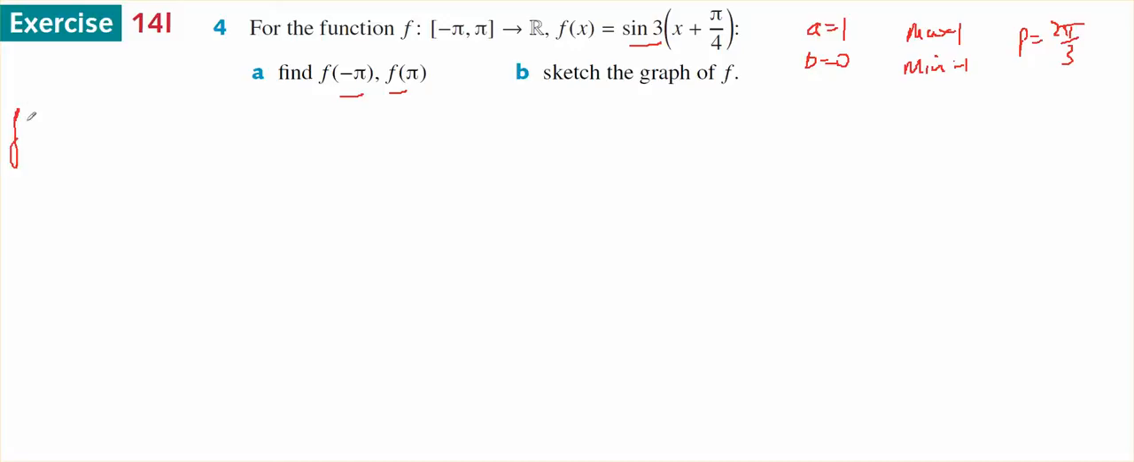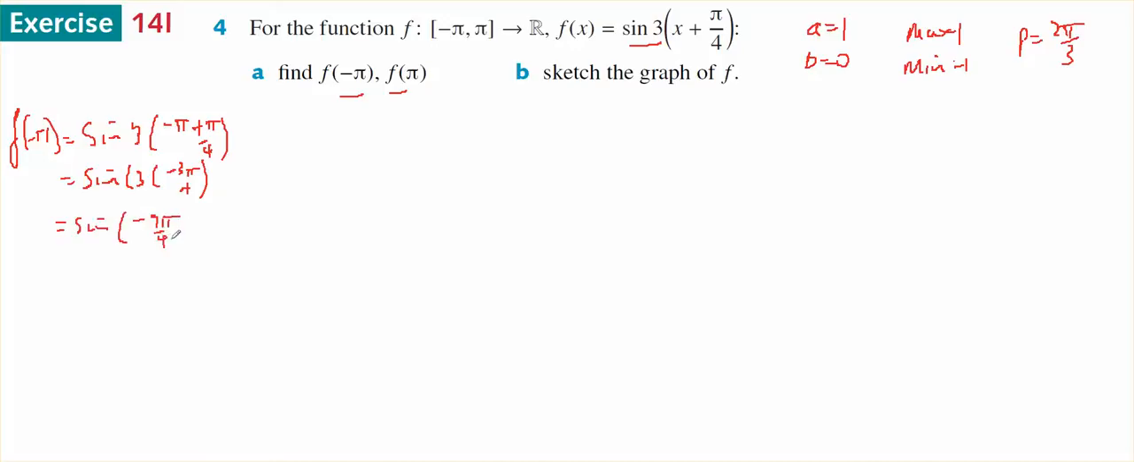Okay, f of minus pi is sine of 3 times minus pi plus pi on 4, which is the sine of 3 minus 3 pi on 4, which is the sine of minus 9 pi on 4. Where is minus 9 pi on 4? It's negative, so that's minus 4 pi on 4. This is minus 8 pi on 4. Minus 9 pi on 4 is there.